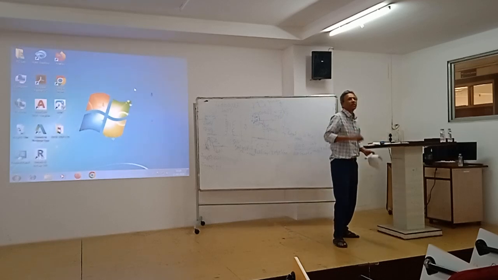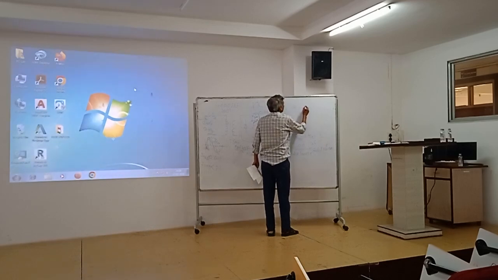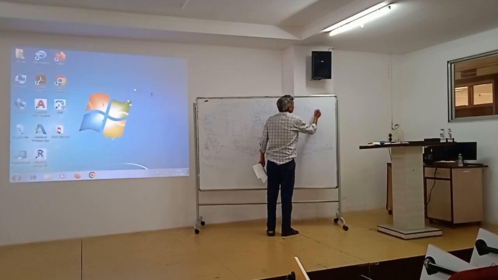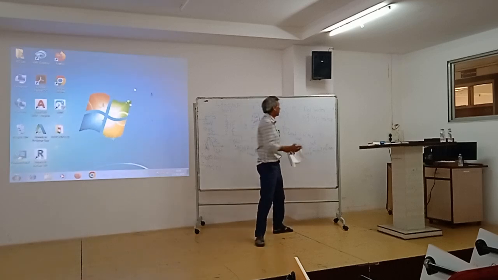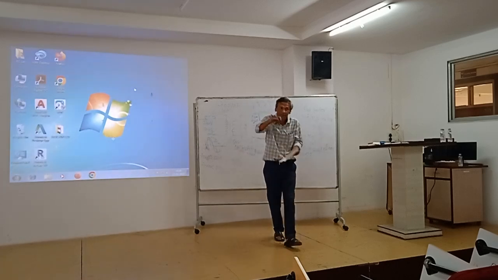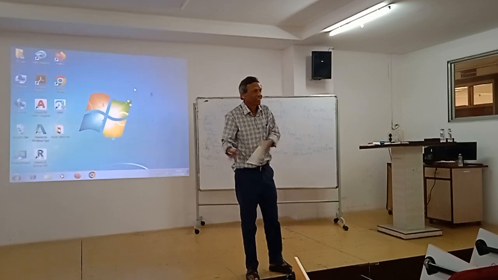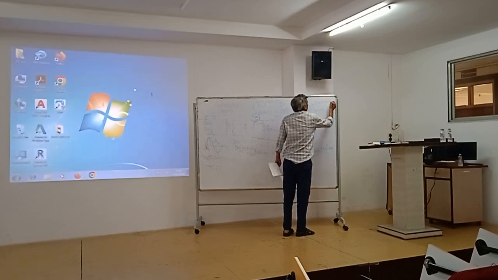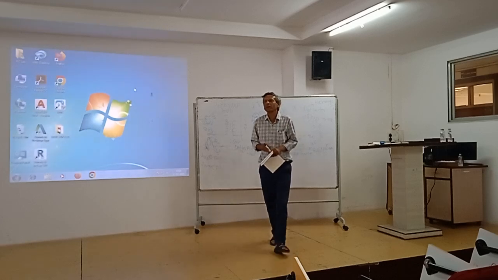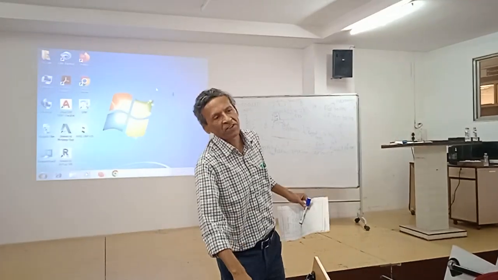VI cos phi and all these things are for the fundamental. So really speaking, PF is distortion factor into displacement factor. Displacement factor is what you are calling the so-called phi, the angle between the fundamental voltage and fundamental current. Distortion factor takes care of harmonics. That means whatever power is drawn for harmonics, that is also reactive power.